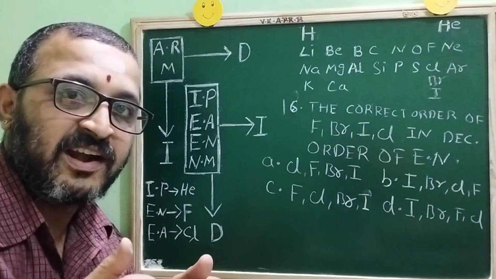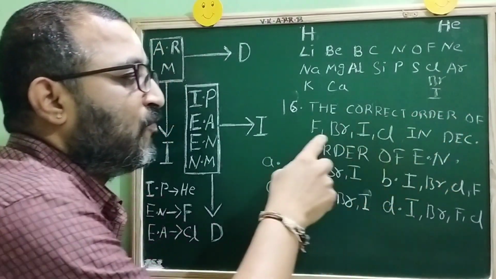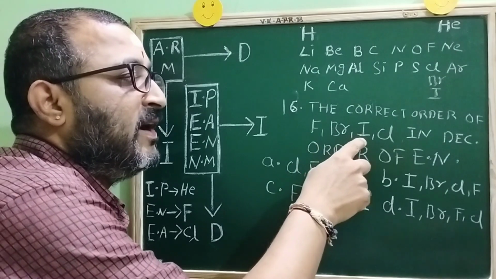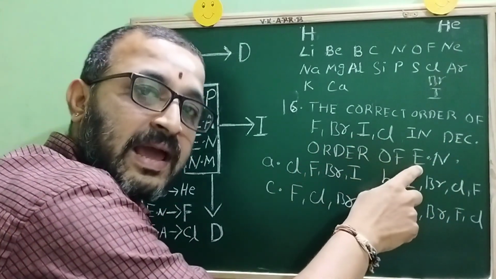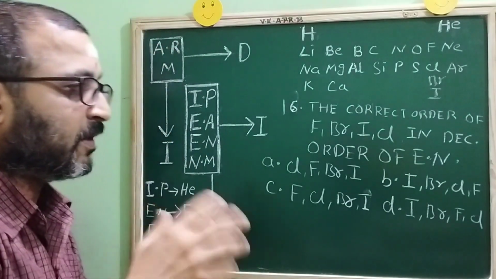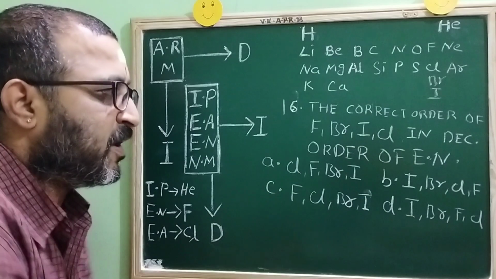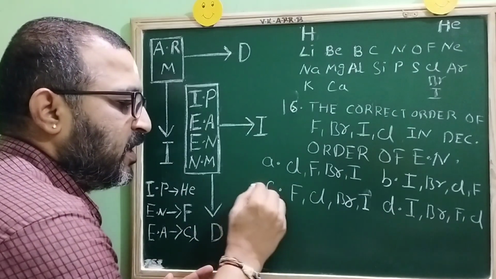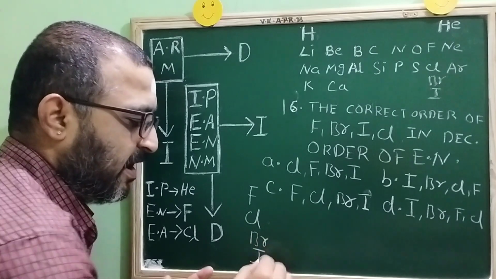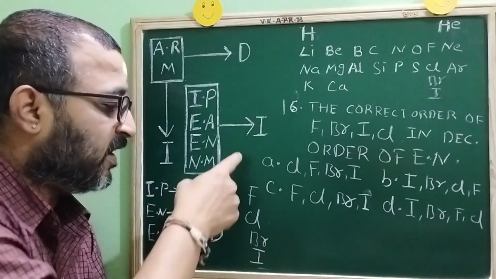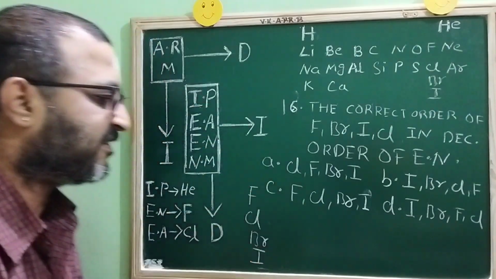Okay, children, let us move on to the next question. The correct order of fluorine, bromine, iodine, chlorine in decreasing order of electronegativity, right? Now, first we'll arrange all these elements just like how they appear in the periodic table. When I do that, we'll get something like this. It is fluorine, chlorine, bromine, and what, children? Iodine. Children, we all know that these elements belong to which group? It is group, yes, you're right, 17.